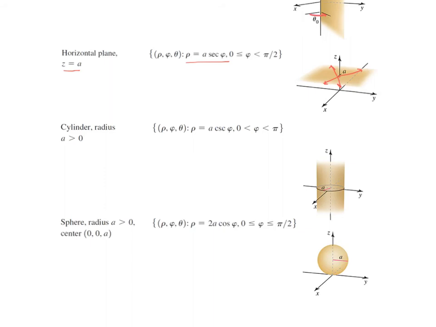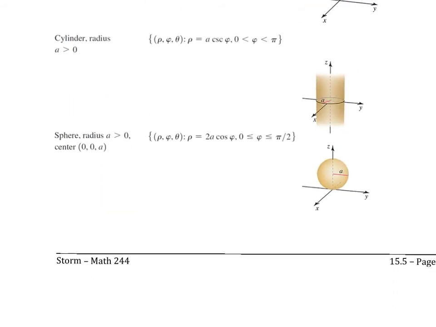So it's going to be actually a secant equation. It's more complicated to do a horizontal plane in spherical. It's better to use cylindrical or just rectangular coordinates. Same with a cylinder. You can define a cylinder using spherical coordinates, but it's not that nice. It's better if you just define a cylinder using cylindrical coordinates.